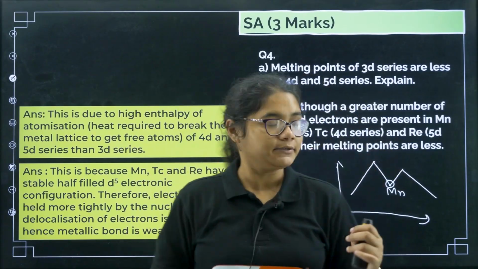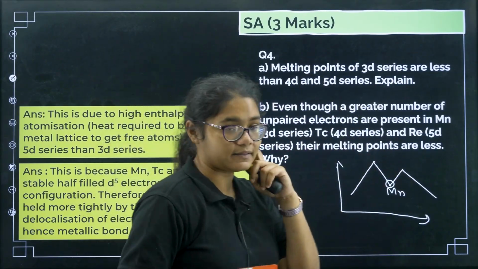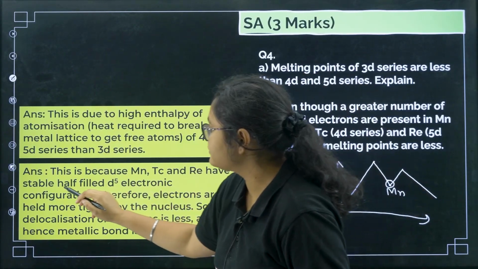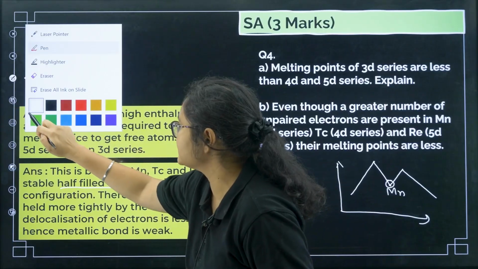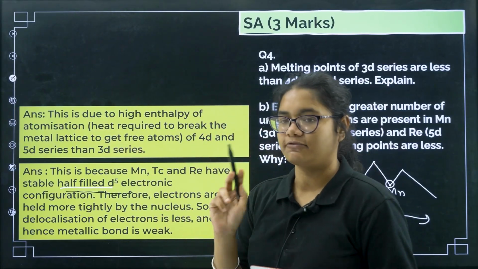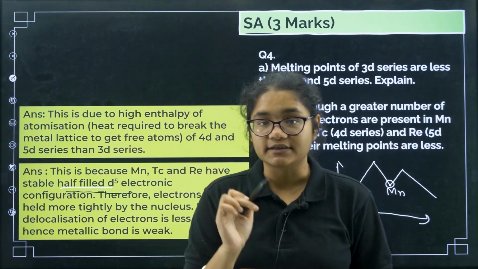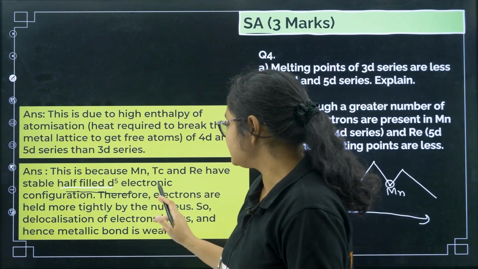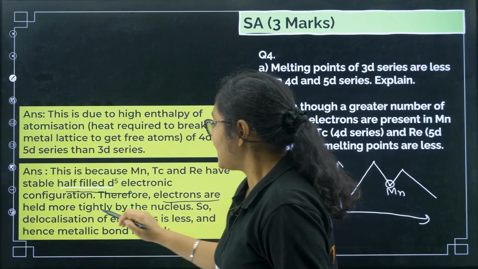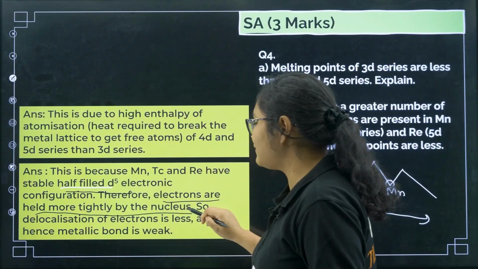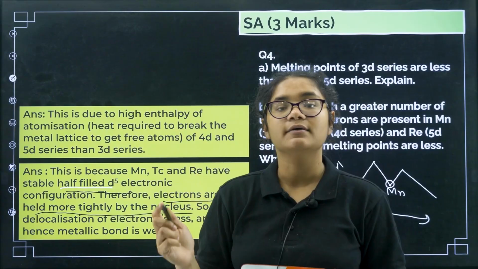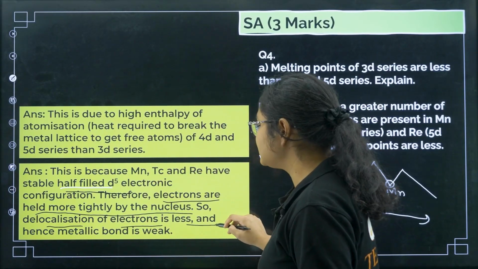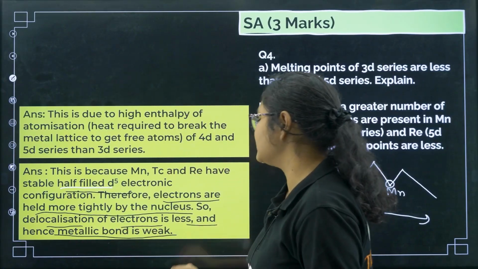Now coming to this question, the greater number, that is manganese. This is because manganese, technetium and Re have stable half-filled configuration. Now see, no doubt that they have highest number of unpaired electrons, but this D5 configuration is a stable configuration, right? Now if it is a stable configuration, what happens? Therefore electrons are held more tightly by the nucleus. So delocalization of the electrons is less and hence metallic bond is weak.